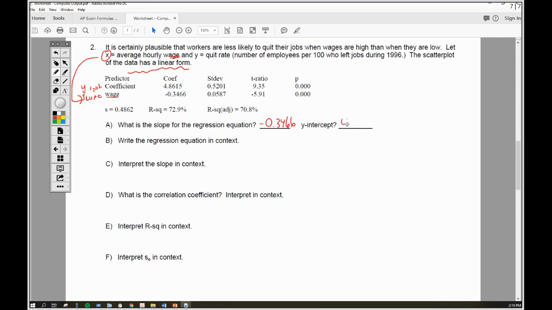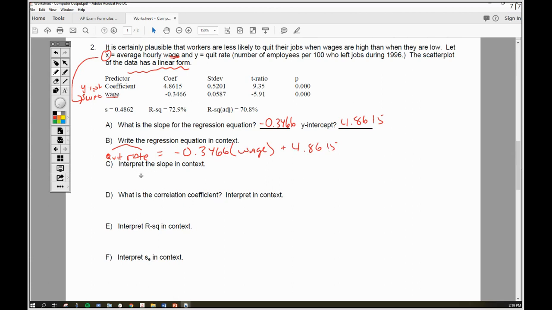The y-intercept, 4.8615. Write the regression equation in context. Okay, so quit rate hat. Predicted quit rate. I always feel bad when I write these things because Mr. Yoon's handwriting is so much better. Predicted quit rate is equal to negative 0.3466 times our wages plus 4.8615.